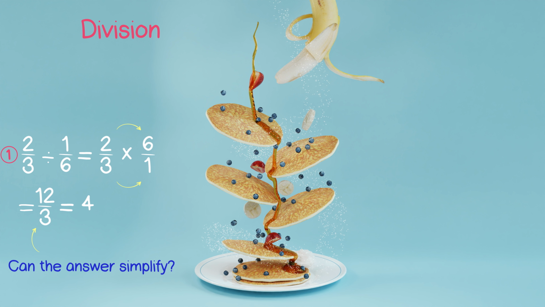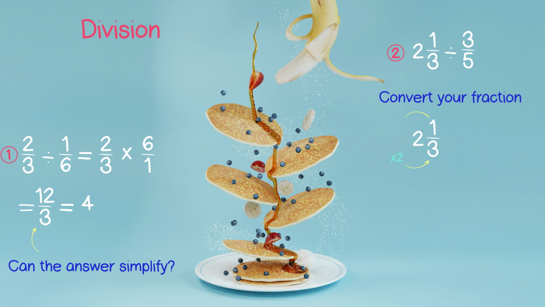Let's try dividing mixed fractions. 2 1/3 divided by 3/5. Let's start by converting our mixed fraction. 2 times 3 is 6, and 6 plus 1 is 7, giving us 7 over 3. Let's do our flip, changing 3 over 5 to 5 over 3, leaving us with the problem to solve, 7 over 3 multiplied by 5 over 3.